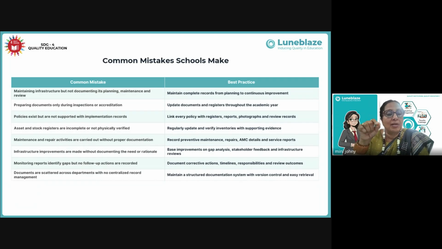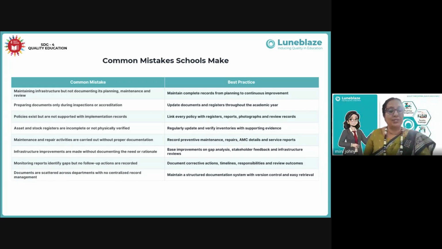Policies exist but are not supported with implementation records. Link every policy with a register. Which policy? Transportation policy, transportation register, reports, photographs, and review records. What do we have to improve this year? Every day is an experience in a school, so please make a note of it. Every day we should have one book in which whatever you come to know, please write down.